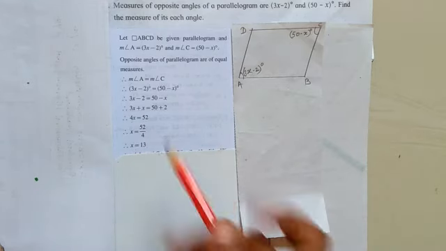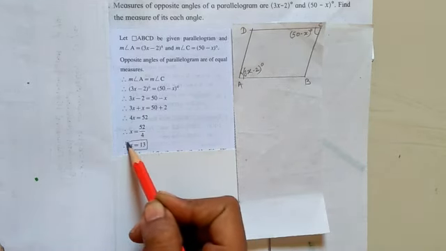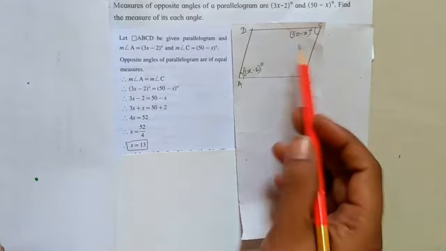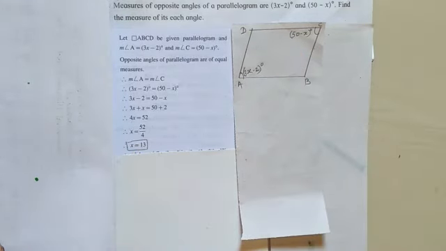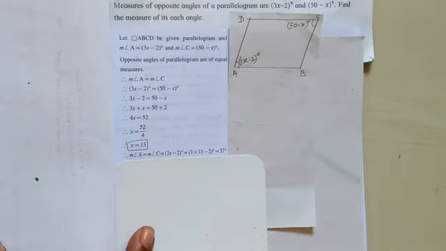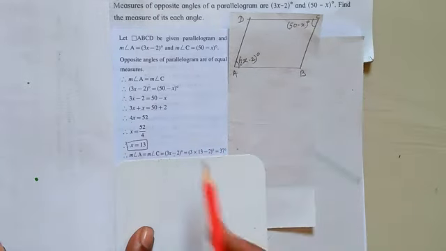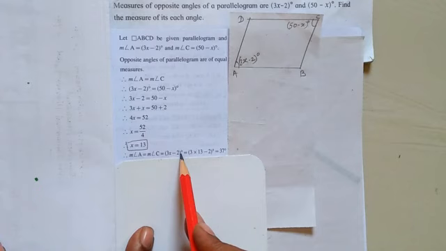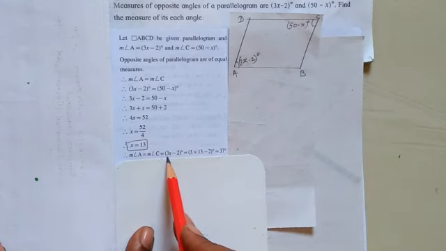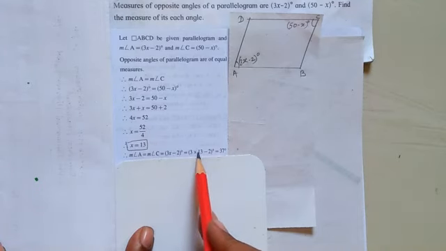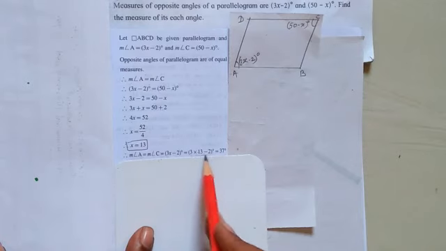Now this value of x we have to put into the measurement of the angle. So students, measurement of angle A or measurement of angle C, among that we can take any one. Suppose we have taken the measurement of angle A, that is 3x - 2. So put the value of x, that is 13, here. So 3 into 13 minus 2, this is the next step. Then the answer will be 37.